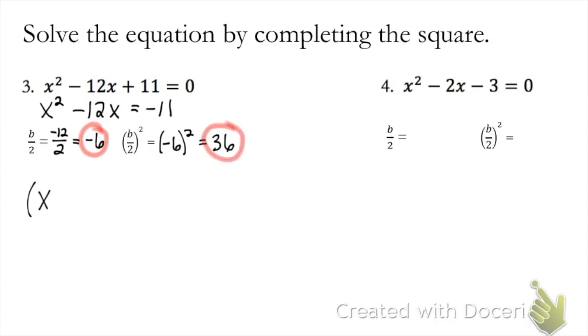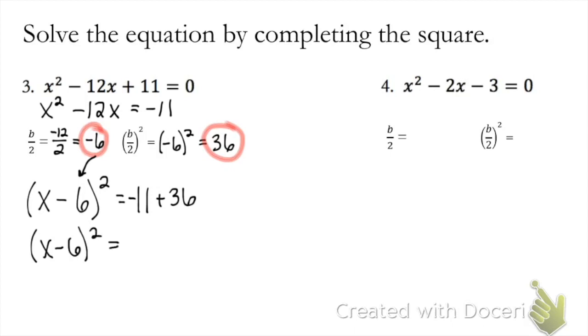So we've got x minus 6 squared, I use the 6 from right there, equals negative 11, and then we're adding on this 36 at the end. So we get x minus 6 squared. Negative 11 plus 36 is going to be 25. And now we solve this problem using square roots. So I'm going to square root both sides. I get x minus 6 equals a positive and a negative 5.